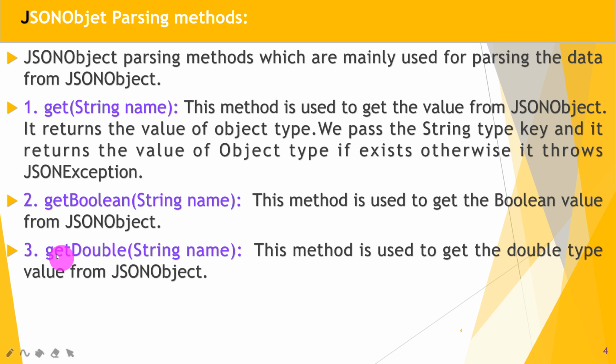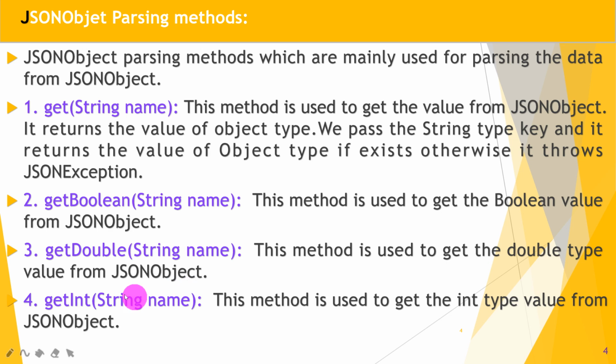Similarly, getDouble method, pass the string as a key type and it returns the double. So this method is used to get double type of value from JSON object. And the last one, getInt, this method is used to get the integer type value from JSON object. Guys, hope you understand. Great. So first is the get method, getBoolean, getDouble, getInt, and so on. But these are the most important methods which are related to JSON object parsing.